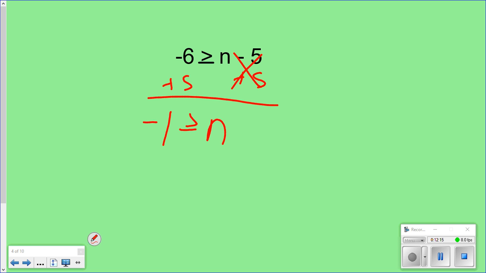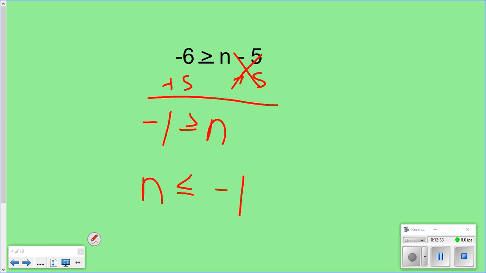Some people like to have their variable first. I'm one of those people. I like to have my variable first. You can do that by doing this. If you got this as an answer, this is correct. This is also correct. I'm going to switch these two things. But if I switch those two things, what do I have to do with this then? I have to flip it.